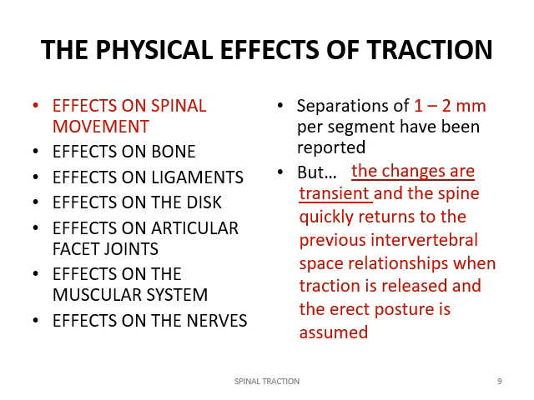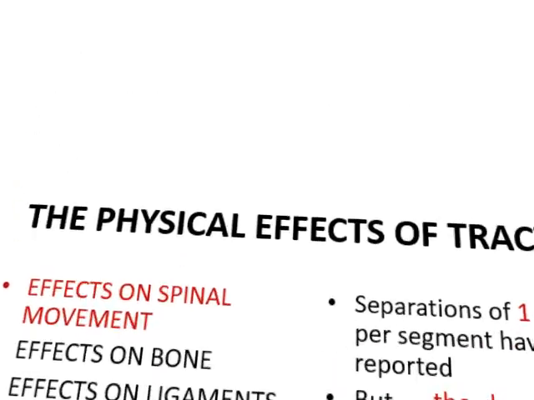Some researches on spinal traction have reported separations of about 1 to 2 mm per intervertebral segment. But these changes are transient, and the spine quickly returns to the previous intervertebral space relationship when the traction force is released and the erect posture is assumed.